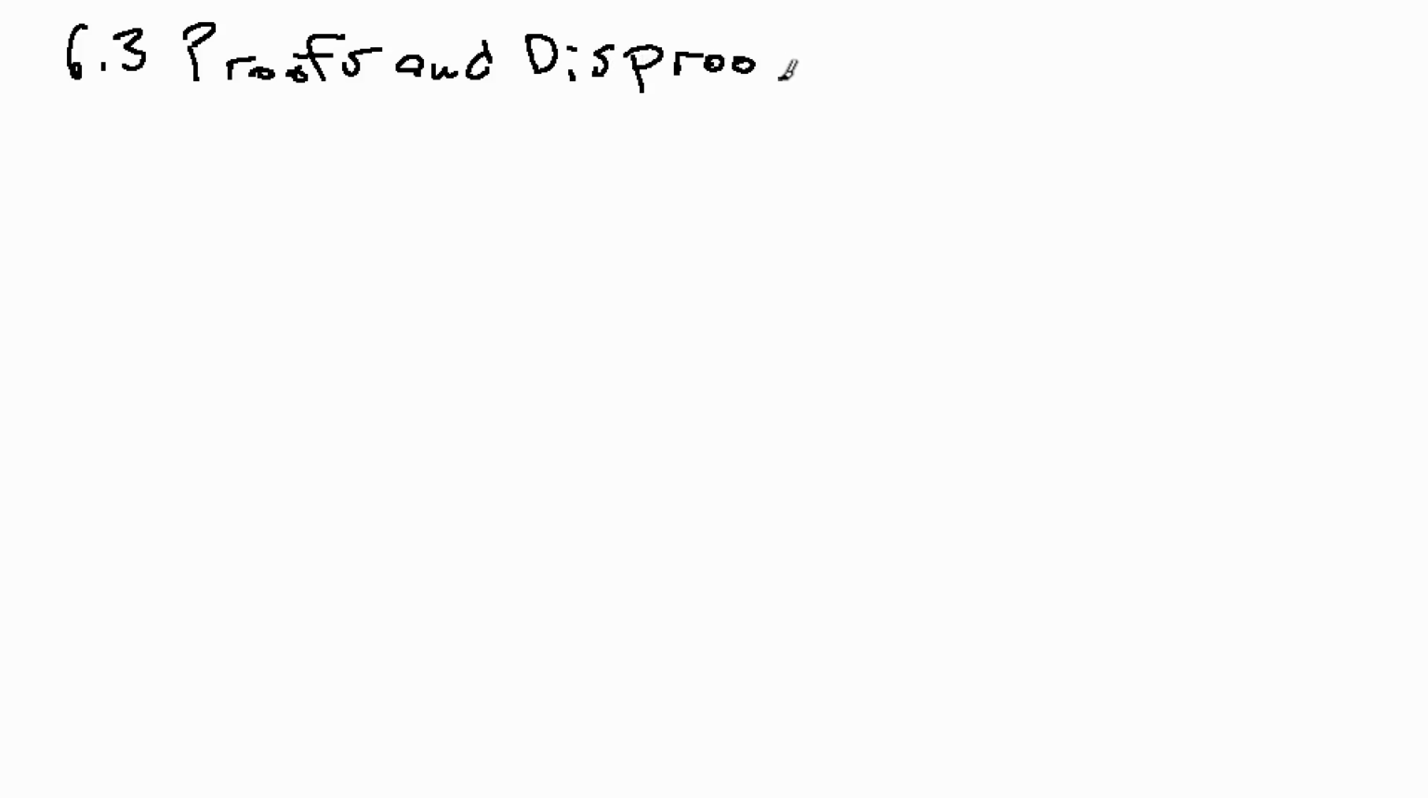Section 6.3 has to do with proofs and disproofs. And why don't we just take a look at the example that they give right at the beginning of the section. They say, consider the following property.